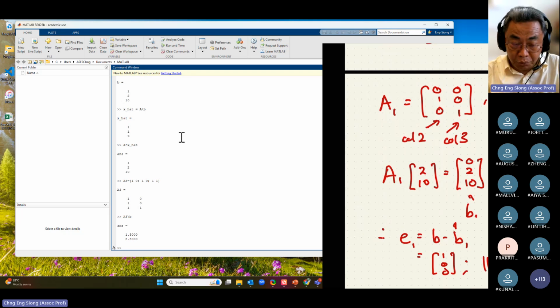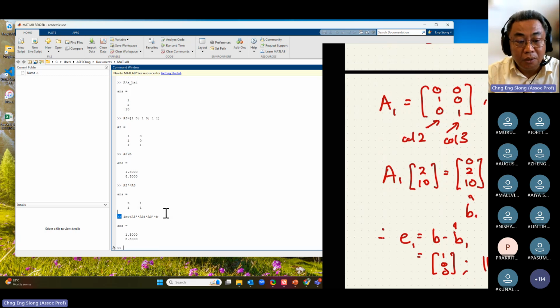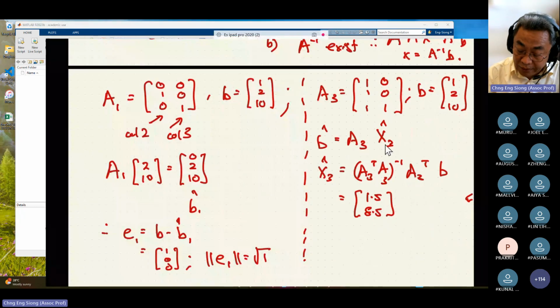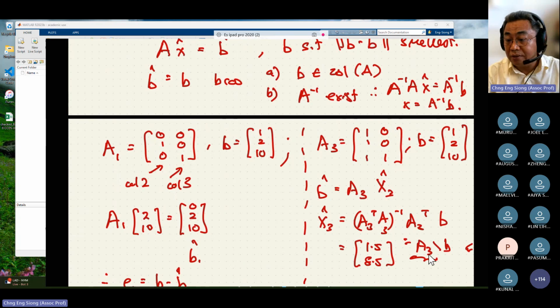Now I can show you the brute force method, which is A3 transpose times A3. This is square. The inverse times A3 transpose times B. Same answer. So whether I do it this way, or in MATLAB, I will do A3 backslash B, because A3 backslash stands for this whole equation. All right, I got X3 hat.